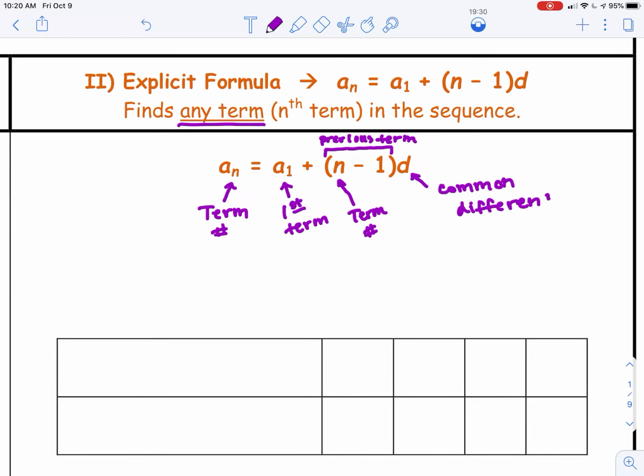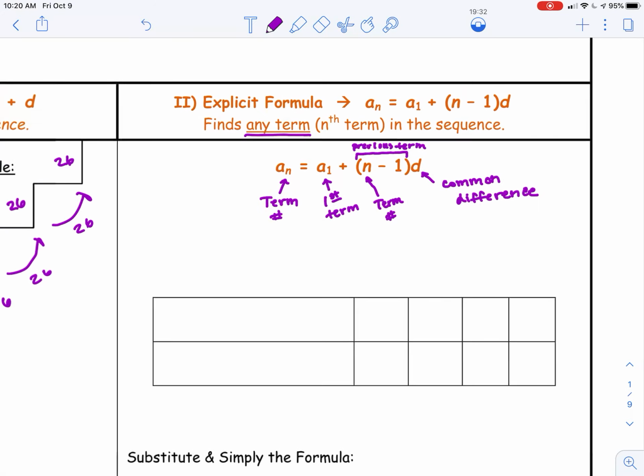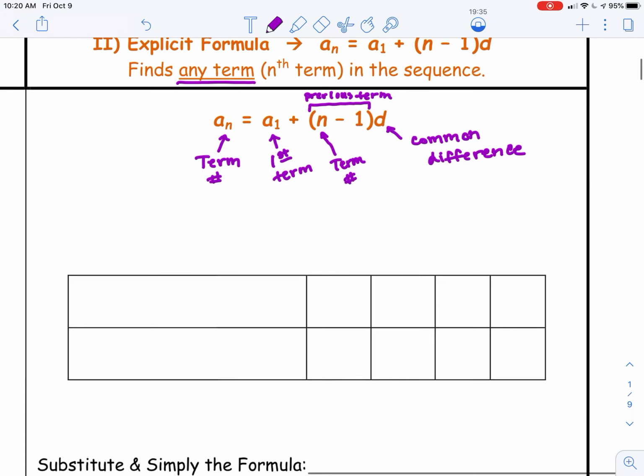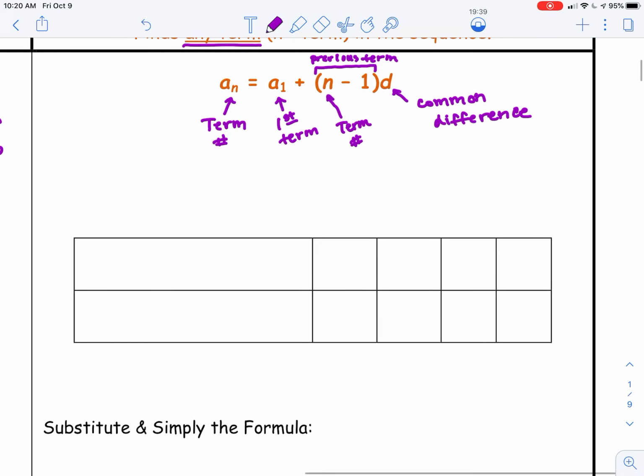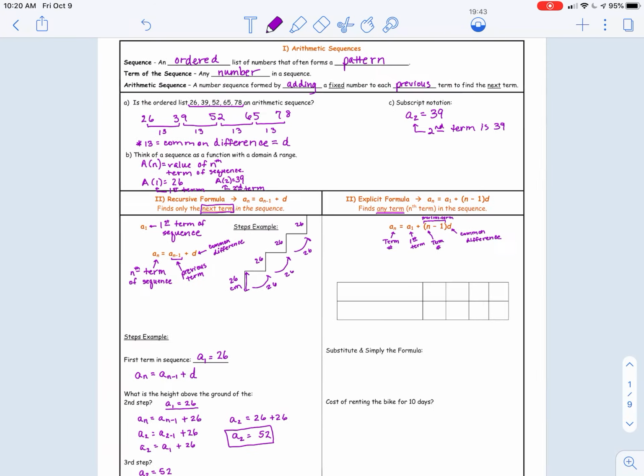That is how the sequence is changing. And that should sound familiar to you when you think about a function. The rate of change, right? What's the rate of change is our slope. Okay, so there again, we see this kind of like a linear function. All right, so we're going to have this example.